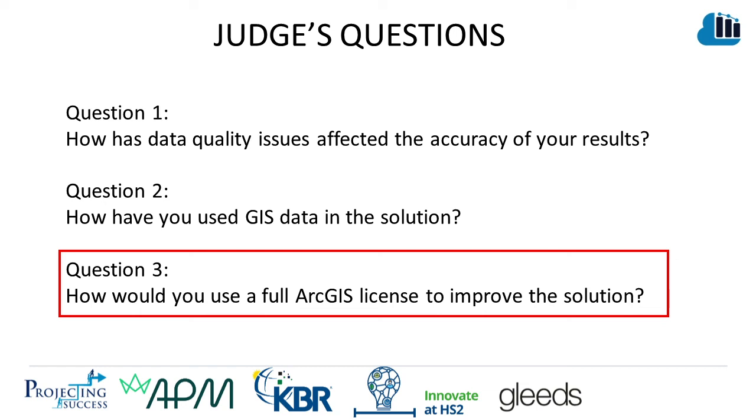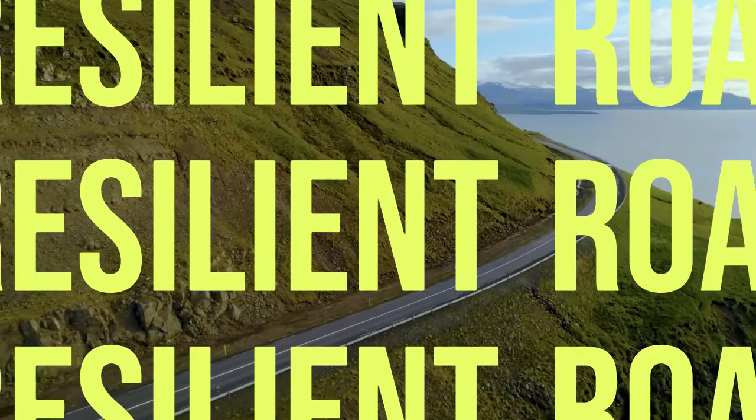ArcGIS also includes demographic information. We'd be able to identify lower income areas and see whether they are disproportionately impacted by extreme weather and delays on the strategic road network. This will also better help the Department for Transport and National Highways target where they need to invest.